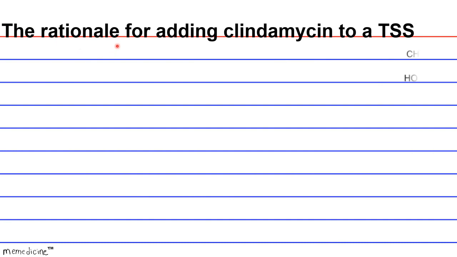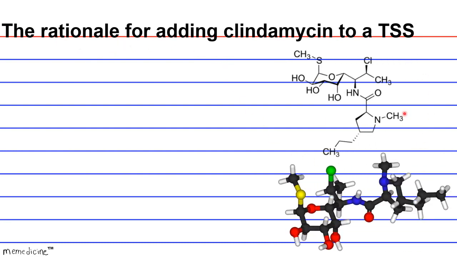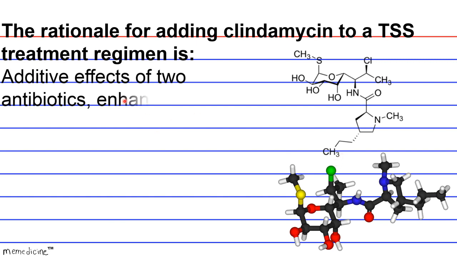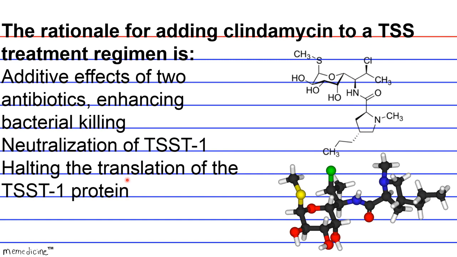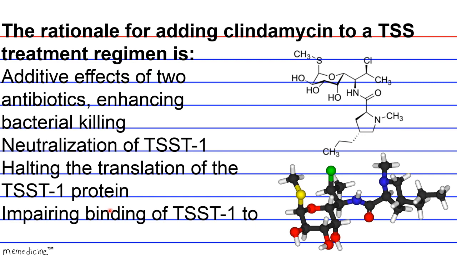The rationale for adding clindamycin to a TSS treatment regimen is A. Additive effects of two antibiotics enhancing bacterial killing, B. Neutralization of TSST1, C. Halting the translation of the TSST1 protein, or D. Impairing binding of TSST1 to T cell receptors. I'll give you a moment to decide. All right.